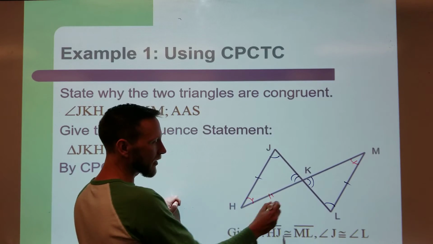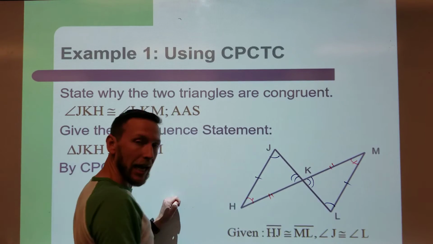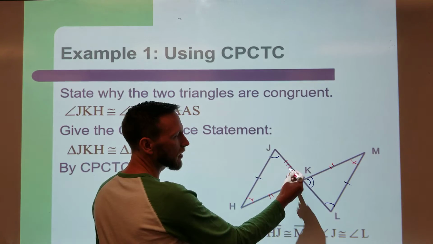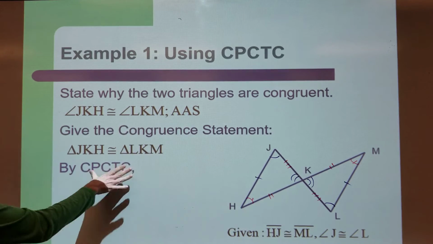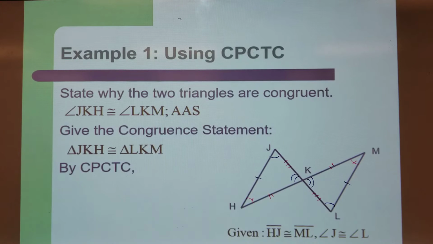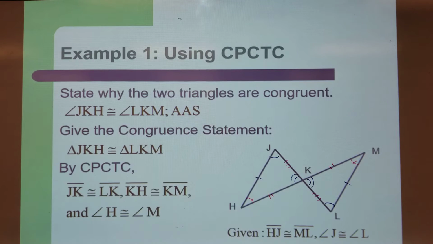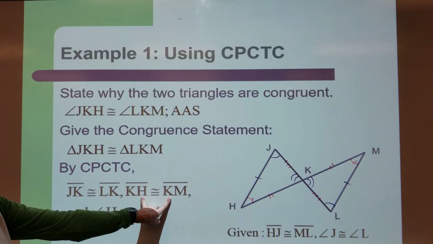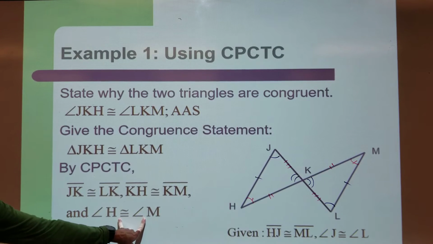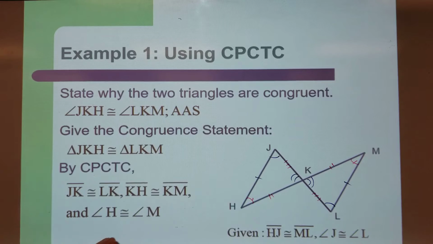The segments HK and MK are going to be congruent. The segments JK and LK are going to be congruent by applying the definition of congruent triangles, by applying CPCTC. So we've got JK and LK, we've got KH and KM, and we've got the angle at H and the angle at M. All right?